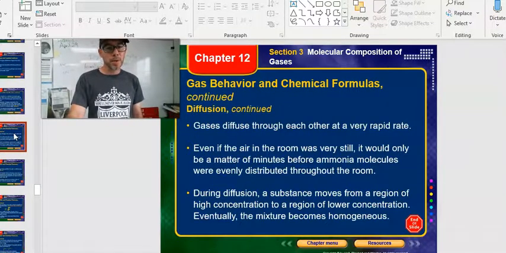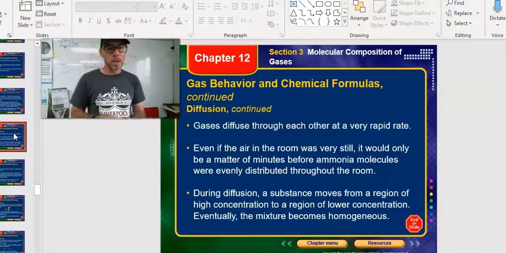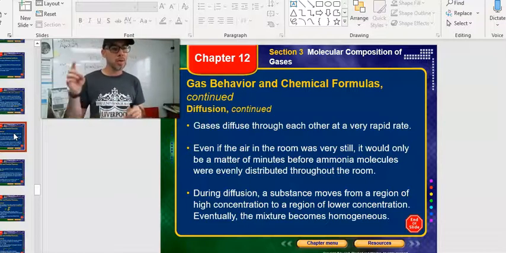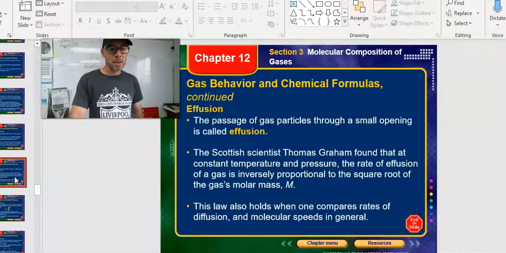Gases diffuse through each other at very rapid rates. They pass by each other very quickly. But even if the air in the room is still, it would only be a matter of minutes before ammonium molecules were eventually distributed through the room. You know when somebody's been cleaning, right? And you know when somebody's been cooking bacon. All those things. So again, they go from high concentration to low concentration and eventually become mixed. But it happens at a certain rate. And yeah, so there are diffusion rates.